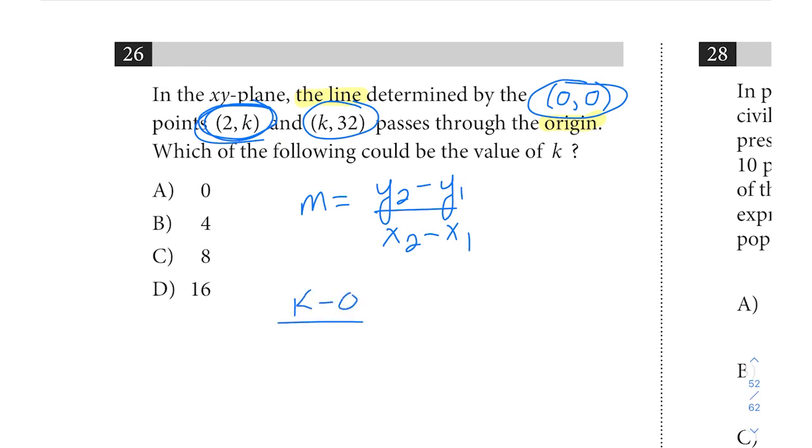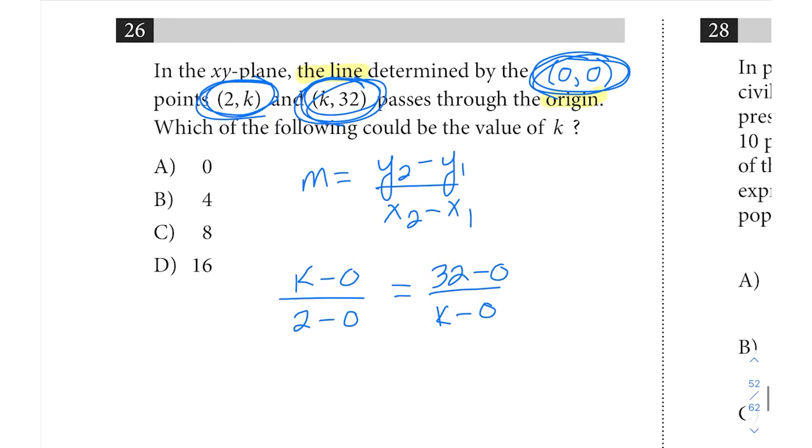That means if I look at this point here, and I compare that to the origin, (k minus 0) over (2 minus 0), that'll be the slope between those 2 points. And that also has to equal, because again, all these points are on the same line, the slope between those other 2 points, which would be (32 minus 0) over (k minus 0). And now we have enough that we can simplify, rearrange, and solve for k, which is what they're asking for. They want to know the value of k.